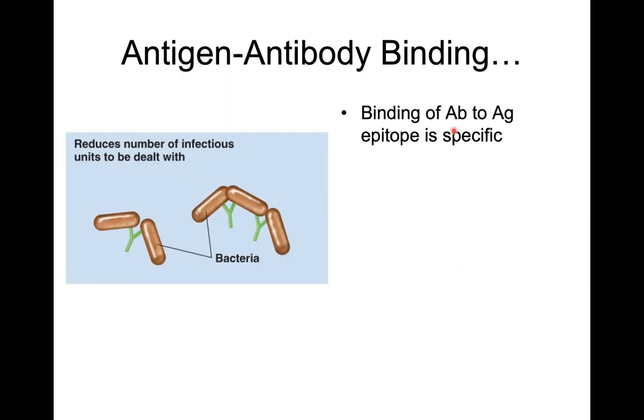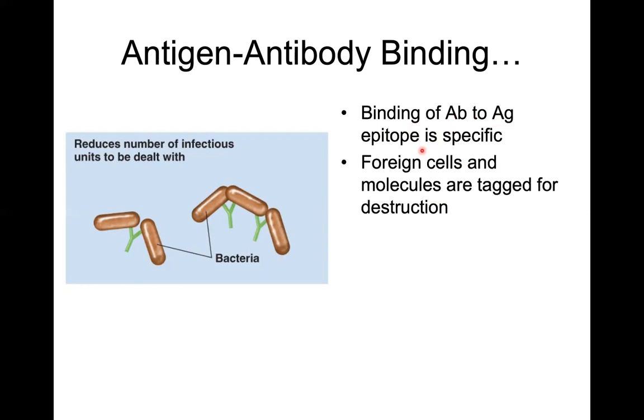The antibody can bind to the antigen. And when it does, remember that the binding between antibody and antigen is extremely specific. So the binding of the antibody to the epitope on that antigen, very specific. Foreign cells and molecules are tagged for destruction. So the antibodies, which are depicted as these green Y-shaped proteins, are proteins that are produced by your B cells, and they go around and look for and bind to things that are determined to be foreign and that should not be there and therefore should be eliminated.